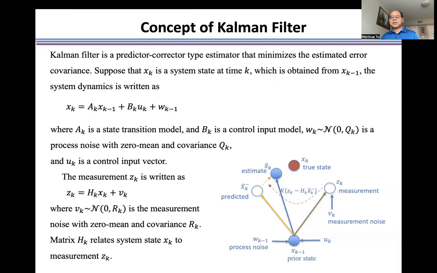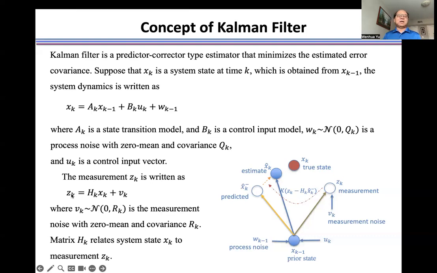The Kalman filter combines this predicted next state and the measured state, because both of them have noise. So we use this measurement to modify the predicted next state, pushing it closer to the true state. This is the result generated by the Kalman filter. It's closer to the true state than the predicted next state and the measured state. That's the idea of the Kalman filter.